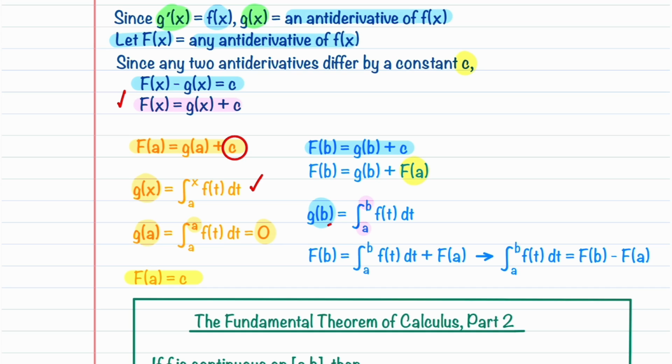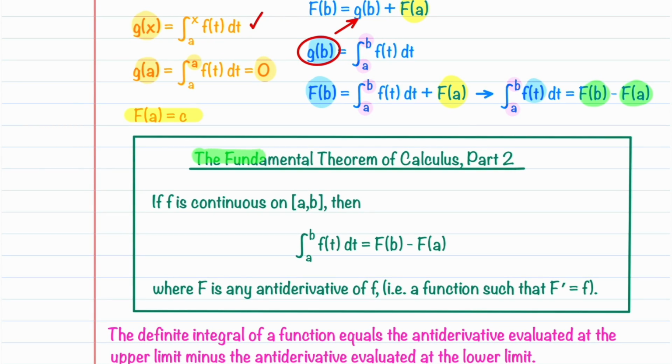What we're going to do is take this expression and put it up into that equation. This gives us capital F of b is the integral from a to b of f of t dt plus capital F of a. Now all we have to do is just switch around terms. We'll pull the capital F of a to the left, switch the sides, and we end up with the integral from a to b of f of t dt is equal to capital F of b minus capital F of a. And that's exactly what the Fundamental Theorem of Calculus Part 2 is.